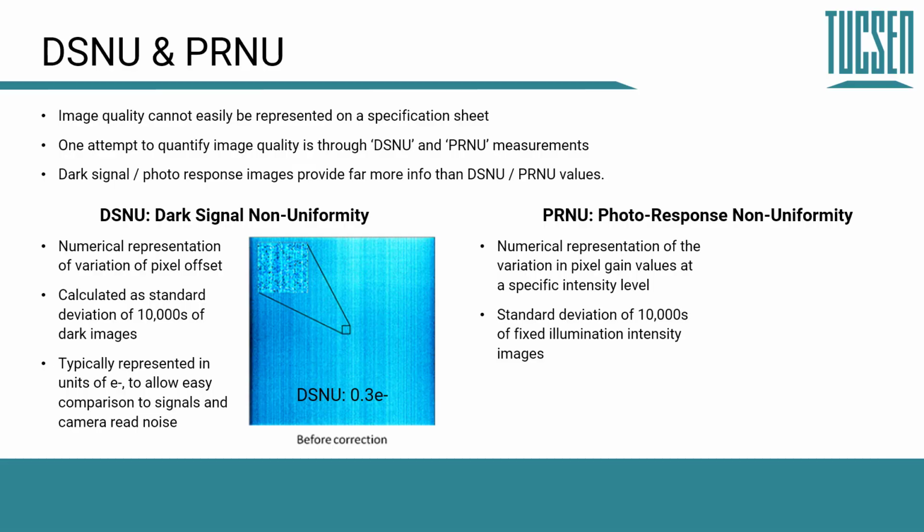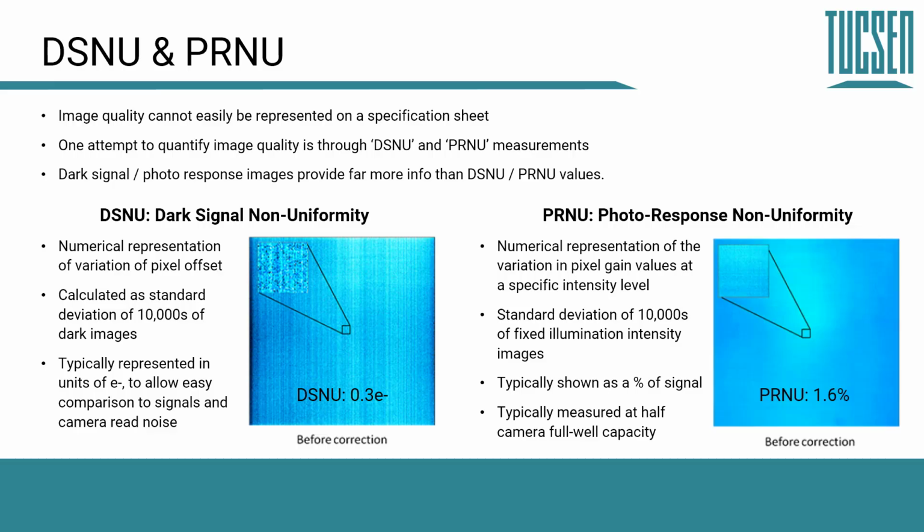But once again, it's a standard deviation of the average image formed from tens of thousands of images, this time at one fixed illumination intensity. And it's typically shown as a percentage of the chosen signal, which is typically chosen as half the camera's full well capacity. So in this case, if we have a look at an image that the PRNU is formed based on, this average image of all these frames, we can see that there's some slight glow in the center of the image, and that our PRNU is around 1.6%. This is maybe going some way to represent that there's a slight issue with this image before correction.